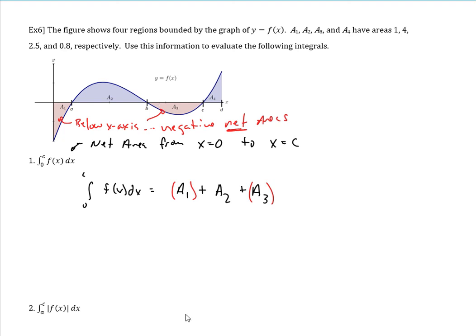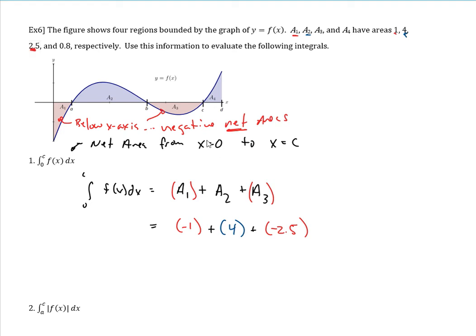So to rewrite this, area 1 has an area of 1, but it's below the x-axis, so we should really just make it negative. That's all we have to do there. And then plus, area 2 is automatically positive no matter what because it's above the x-axis, and they say that one is 4. So area 2 is 4, so we'll do plus 4. And then our last one, we have plus the third area, they said is 2.5. Because again, it's below the x-axis, we'll change it to a negative because we want net area, not regular area.